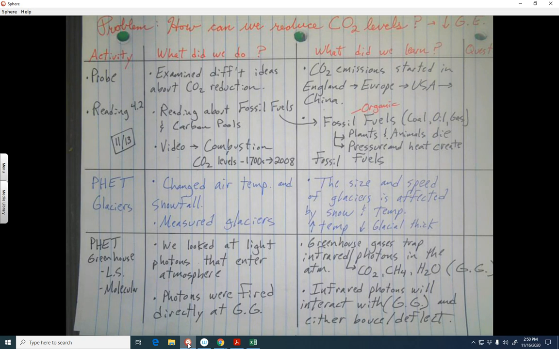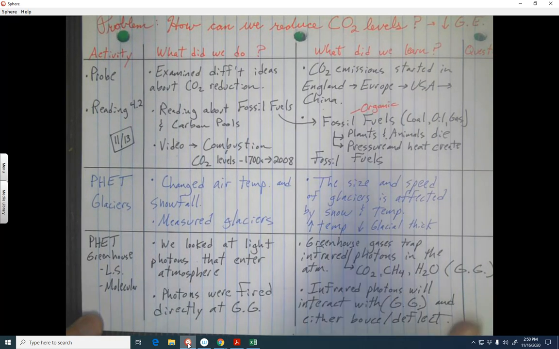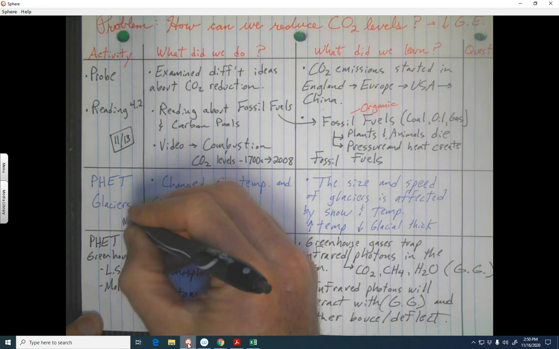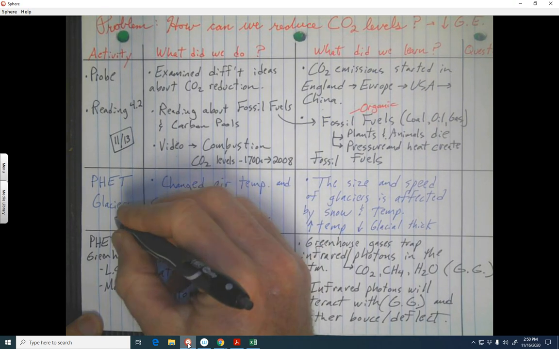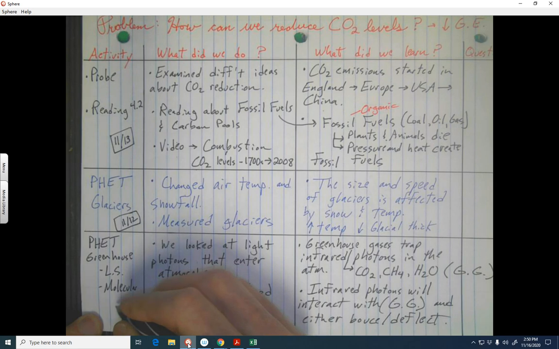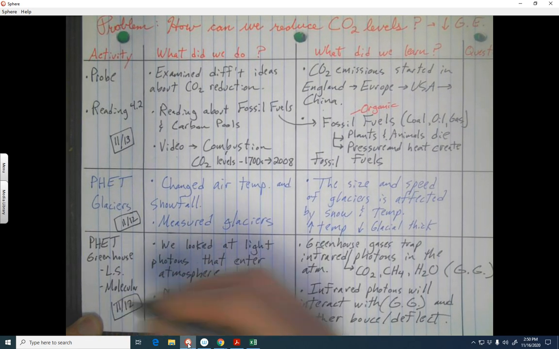So if you want to pause this and jot these notes down, basically what we did was we converted all the activities we did into what did we do and what did we learn from those activities, including the FET simulation on glaciers and the FET simulation on greenhouse gases. Both those labs were conducted on the 12th, so keep that in mind. That's last Thursday when we completed those. So those activities are in Google Class 11-12. I'll add that to both of those.